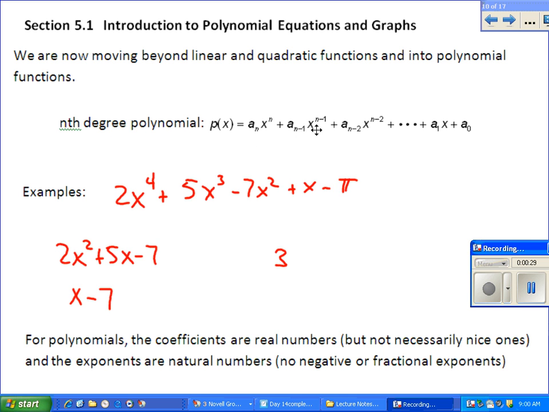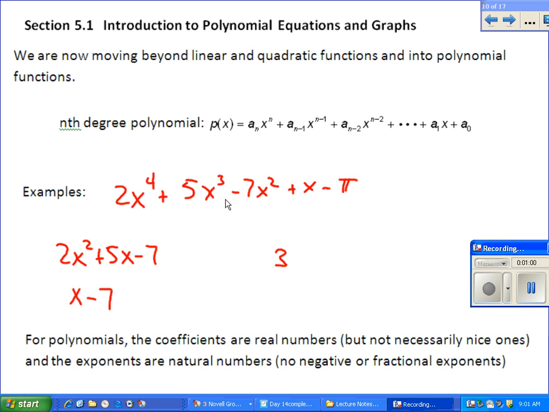And then we have exponents on the x's. All the exponents have to be nice positive integers, and the coefficients have to be real numbers. So an example of a polynomial: 2x to the fourth plus 5x cubed subtract 7x squared plus x subtract pi. Every exponent is a positive integer. Every coefficient is a real number. Irrational numbers are okay, like pi and the square root of 2, but they do have to be real values.